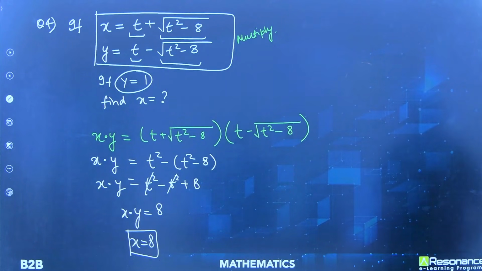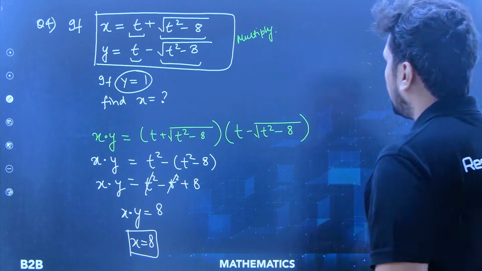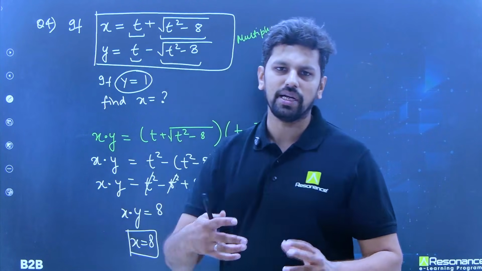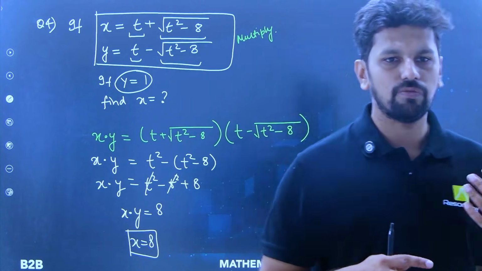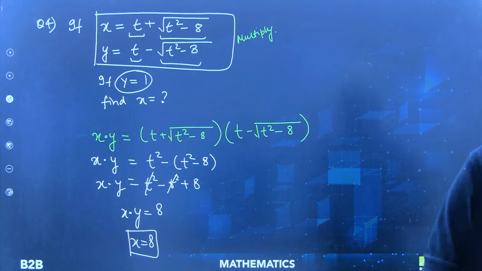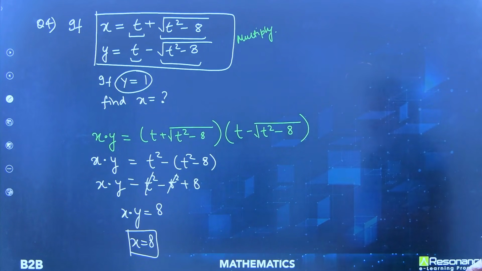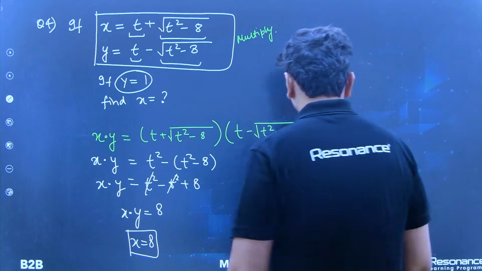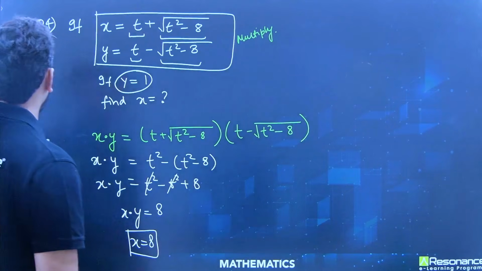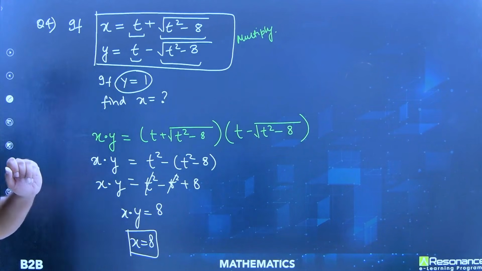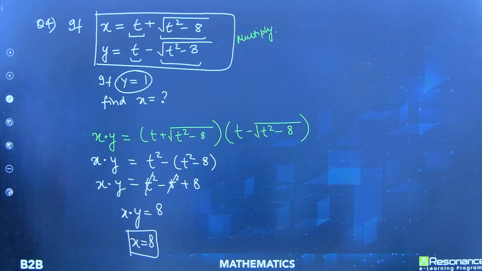Okay? I think it's very clear. Whenever we are seeing a plus b into a minus b, just multiply them. You will form the equation of a square minus b square. Correct? Let's move on to next question. Can we move on to next one?